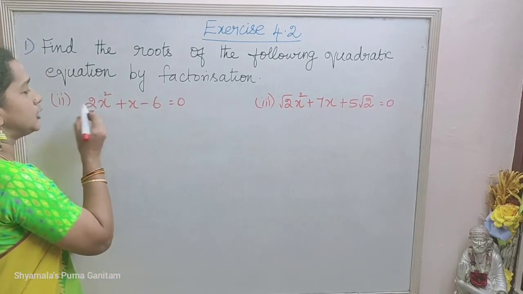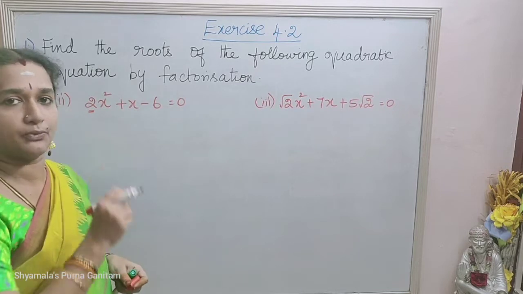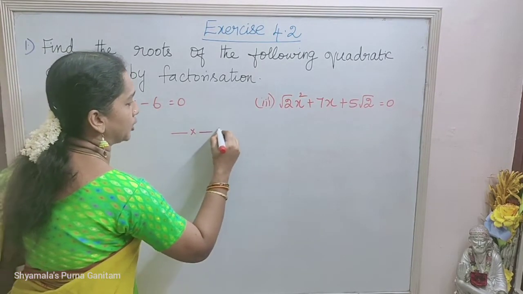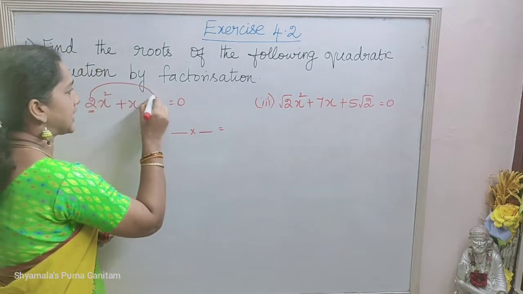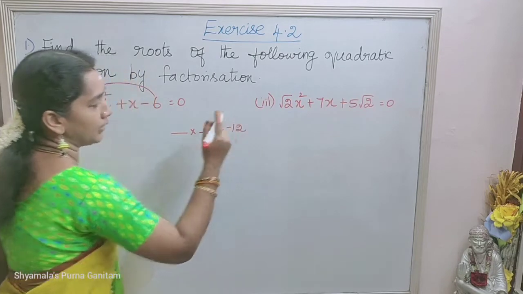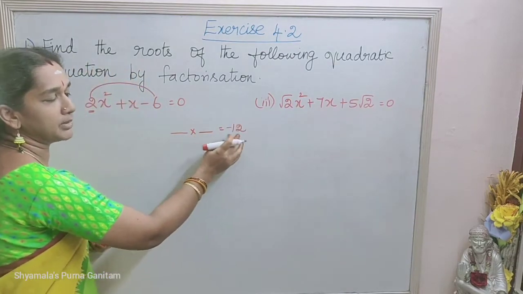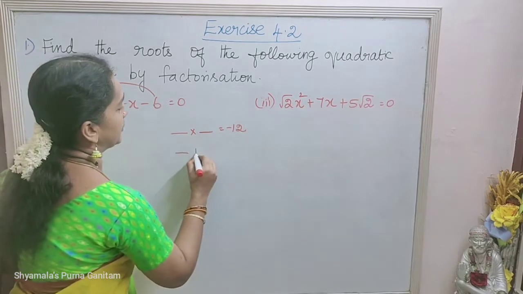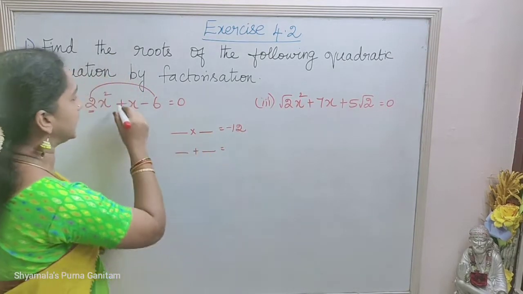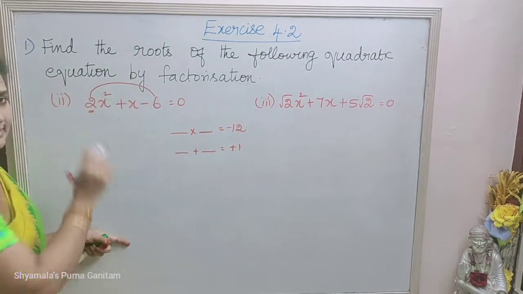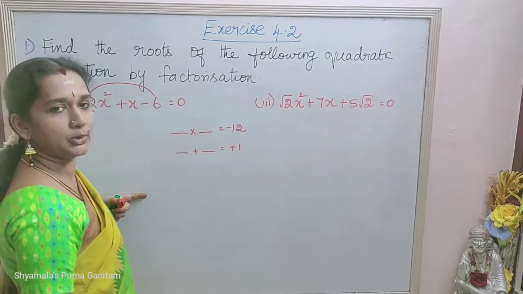But here you are having a coefficient for x squared. So when you want to find the product of the two numbers, those two numbers have to be multiplied. So 2 6s are 12, minus 12. When you take any two numbers, their product should be minus 12. And then when you find the sum of the same two numbers, you have to get the answer as plus 1. So this is plus x.